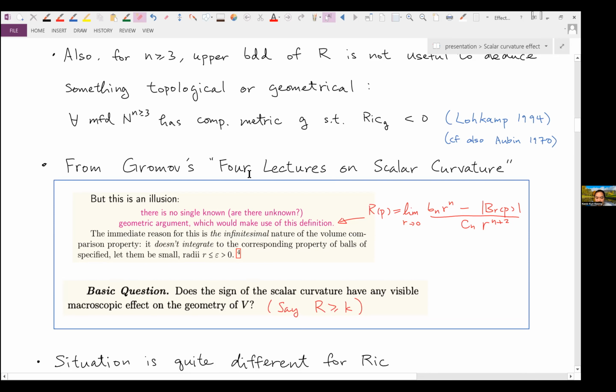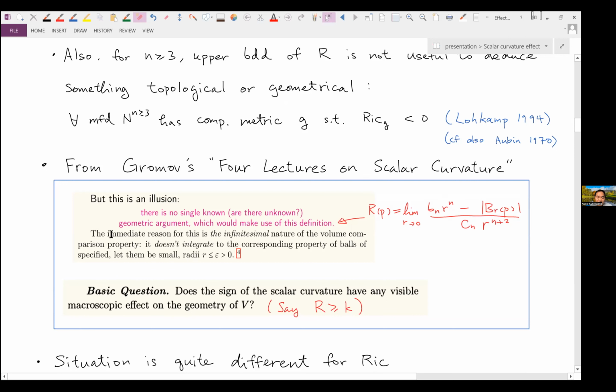Okay, so as I described, the scalar curvature is pretty weak, and you can't really have much control for a manifold with some bound of the scalar curvature. So let me just directly cite Gromov's viewpoint about this situation in his Four Lectures on Scalar Curvature. So that's directly his. So he described this situation like this. There's no single known geometric argument which makes use of this definition. By this definition, I mean this geometric definition of the scalar curvature.